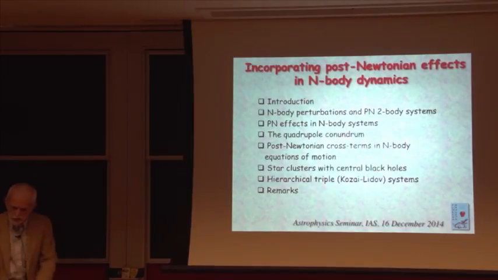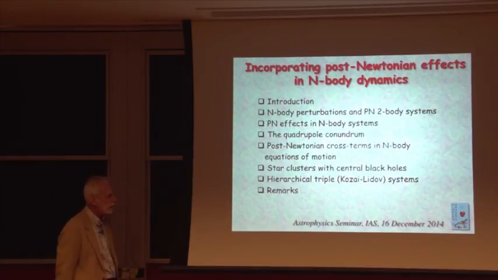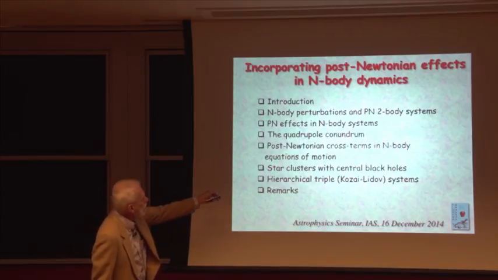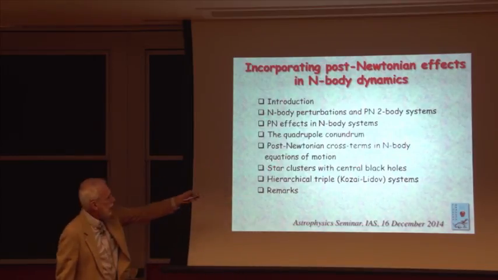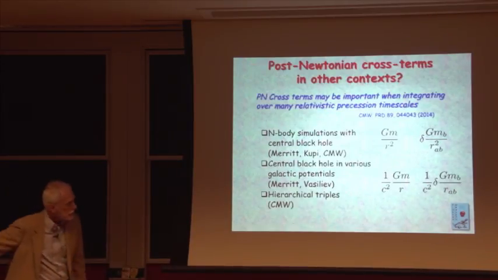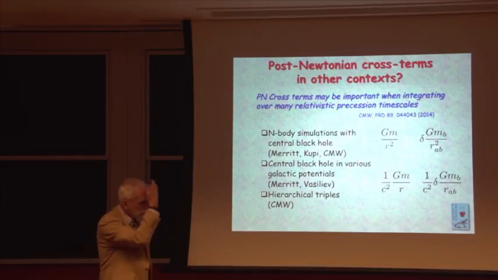So this now led me to think that there may be other contexts in which these kinds of cross terms in post-Newtonian theory might be important. The first is the problem of N-body equations of motion, where you have a central black hole that is responsible for possible relativistic effects. And the other context is in the case of hierarchical triples.